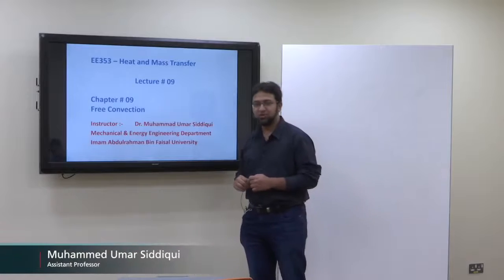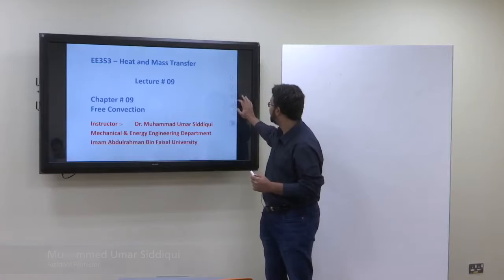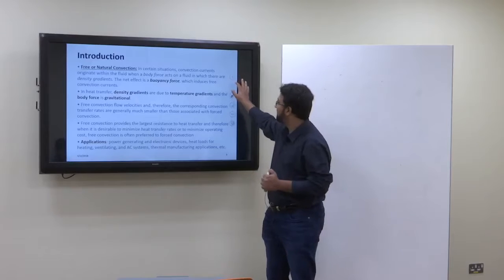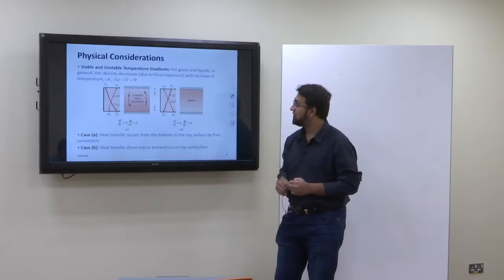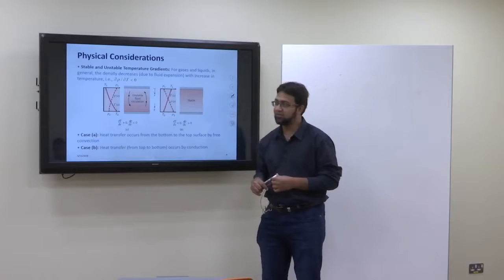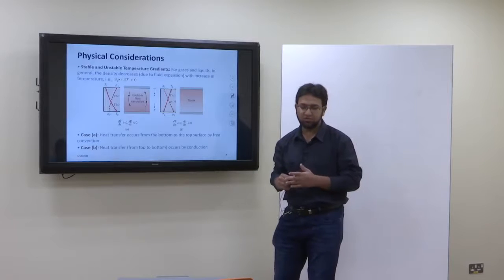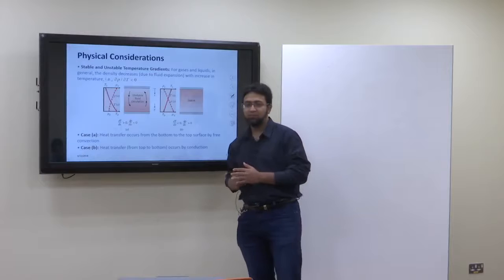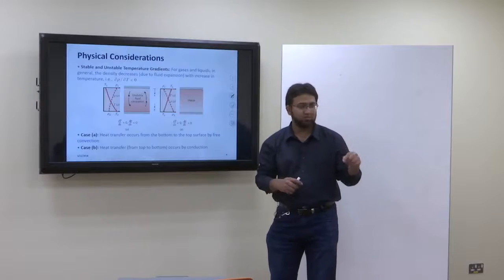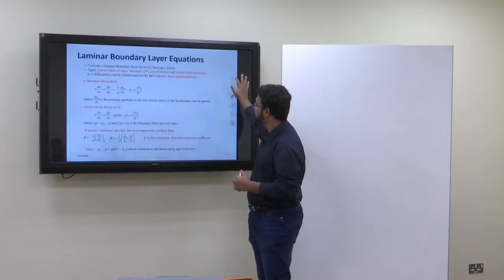Last time we started the free convection chapter, and we determined that for free convection we have another number based on which we decide the flow behavior. In free convection, the Nusselt number does not depend upon Reynolds number and Prandtl number, rather it depends upon Grashof number and Prandtl number.